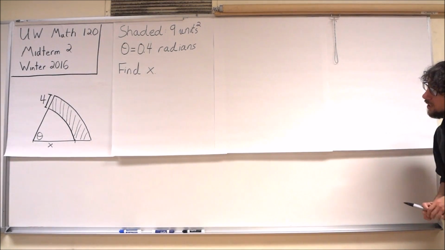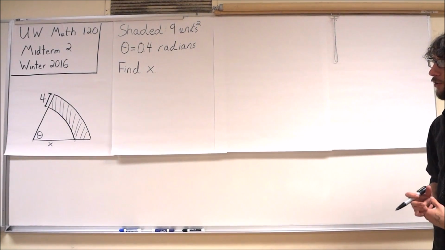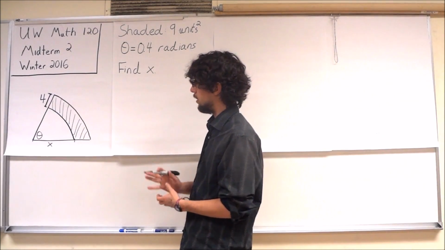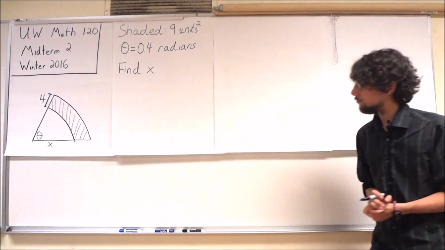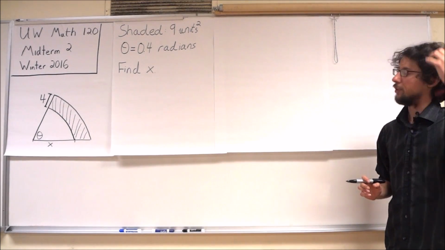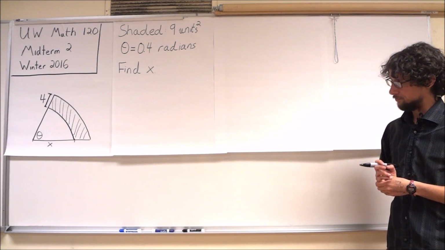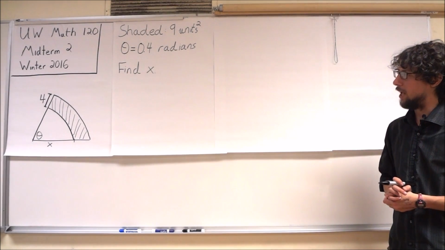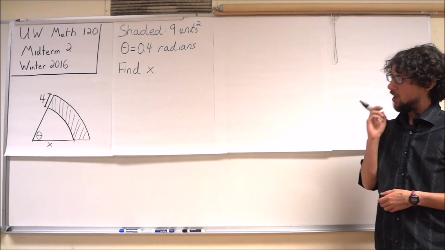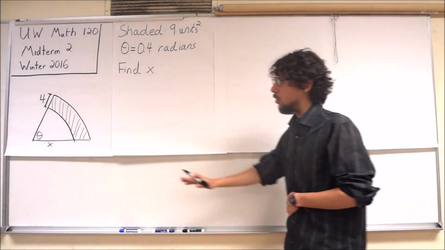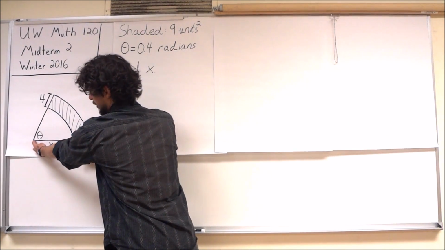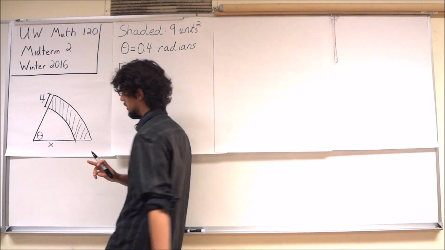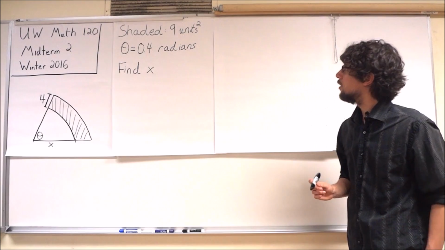Okay, so let's see if we can handle this. How are we going to make sense of the question at hand? We need to write some sort of equation involving x. What can we say about x? Well, I know that the radius of this inner circle is x, and the radius of this outer circle is x plus 4.